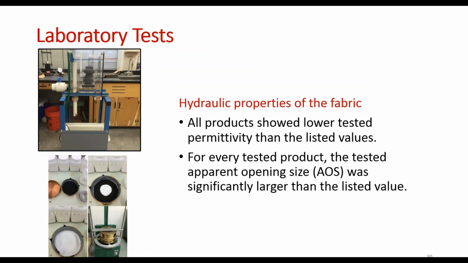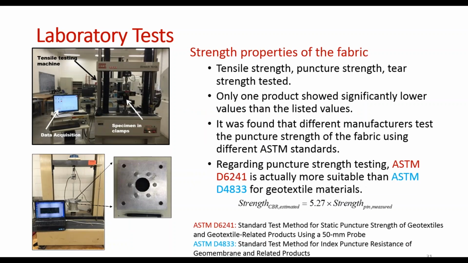And regarding the fabric, we first tested the hydraulic properties, including the permittivity, and all products also showed some lower values than the listed values. And regarding the apparent opening size, they are significantly larger than the listed values. So these are contradictory, and this also highlighted that when we design the drainage system, we need to take into consideration some safety factors.